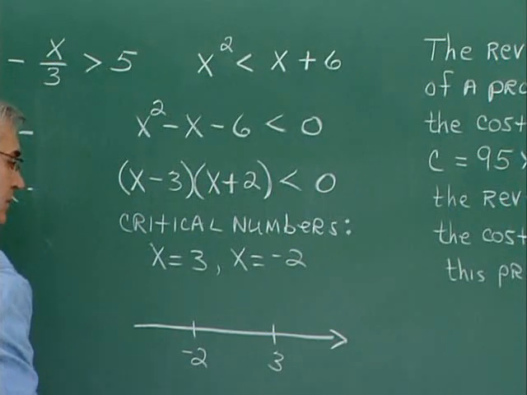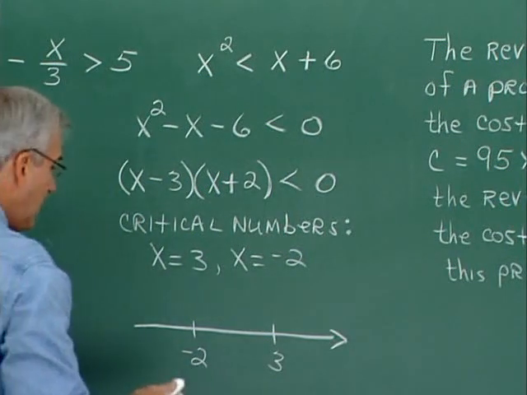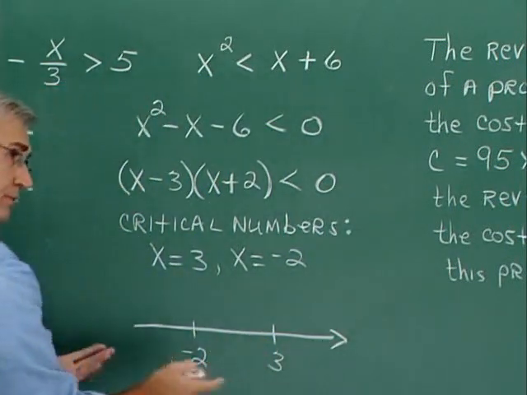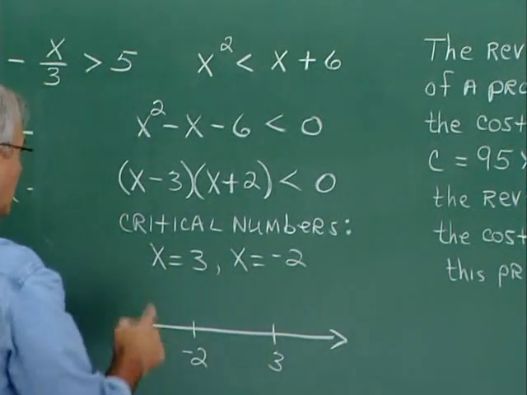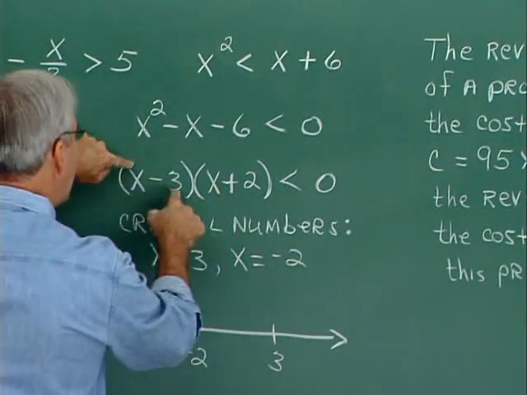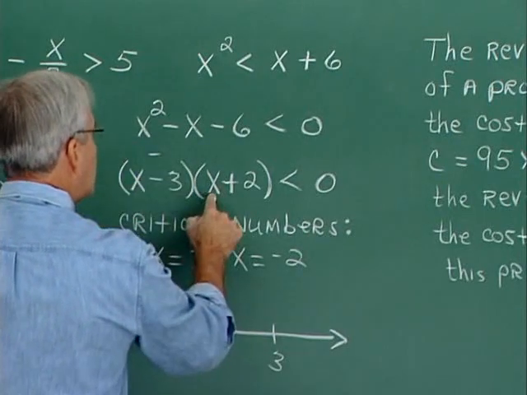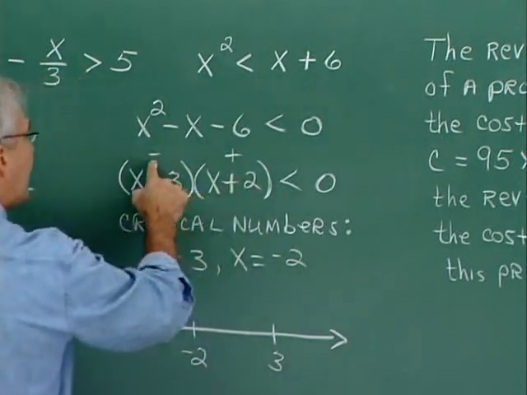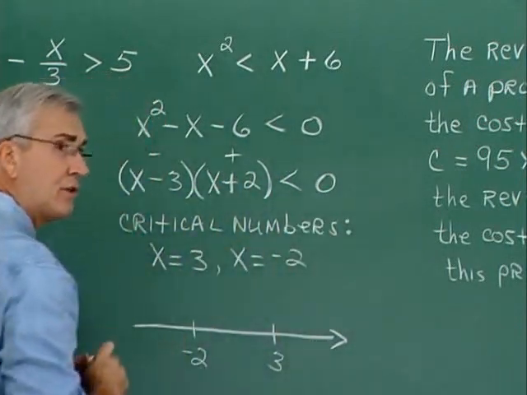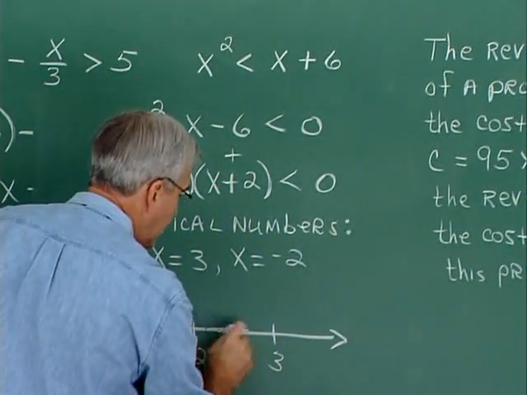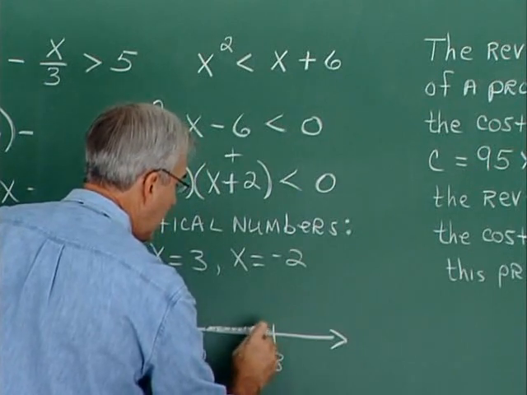They're not part of the solution set. Now, for numbers that are in between these two, let's take a number like 0. If we use 0 as a test point, 0 minus 3 is negative. 0 plus 2 is positive. Negative times positive is negative. Is a negative number less than 0? Yes, that's true. So the numbers in this region will solve the inequality.